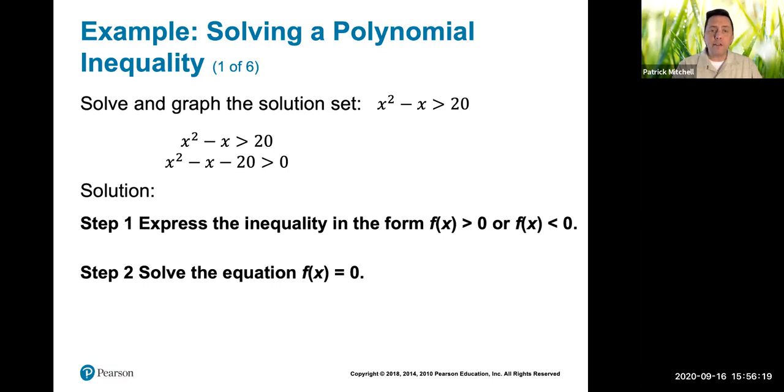Now we're going to solve the equation f of x equals 0. If x squared minus x minus 20 equals 0, remember you solve an equation like this by factoring, if you can. This polynomial factors into x minus 5 times x plus 4. So of course, the only time x minus 5 times x plus 4 could equal 0 is if x is 5 or x is negative 4. So those are going to be our boundary points.